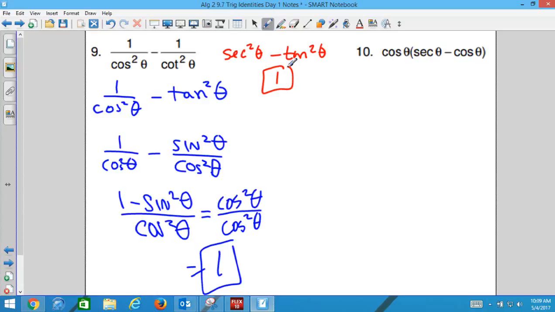Brandon, what you got? Equal cosine squared theta.